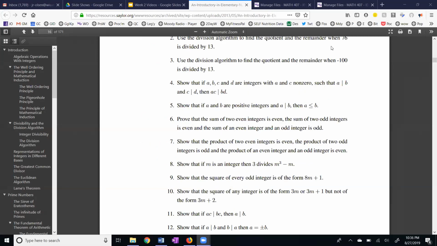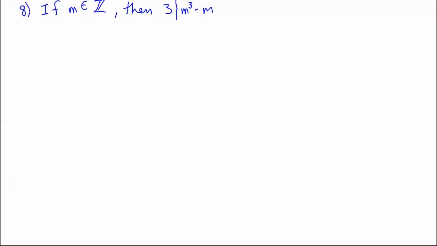Now I'd like to do a couple of examples so that you can see some of this in action. Let's do number 8. Show that if m is an integer, then 3 divides m cubed minus m. Let's get a piece of paper. So we're trying to prove the following statement. If m is an integer, then 3 divides m cubed minus m.